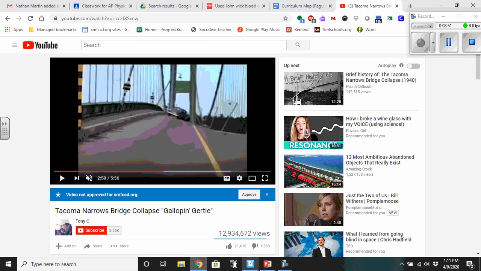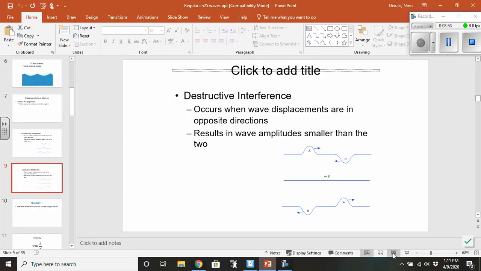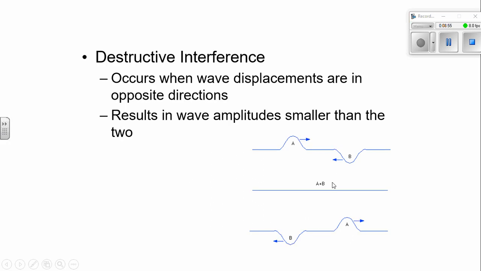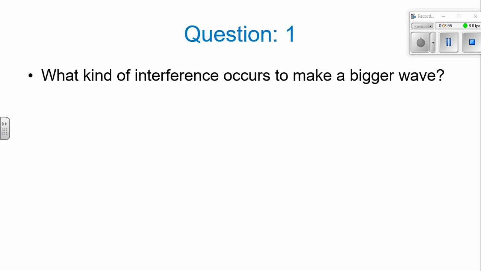Okay, so let's go back to our little PowerPoint here. That depends on whether you want constructive or destructive interference. Either one can occur. So question one, what kind of interference occurs to make a wave bigger? Constructive interference would be the answer. Yes, I'm sure you said that to yourself.